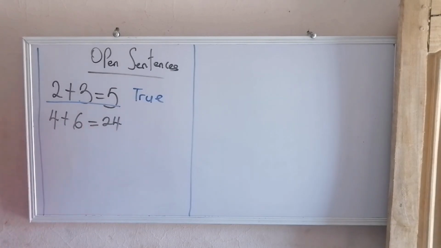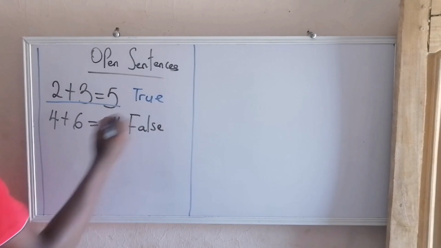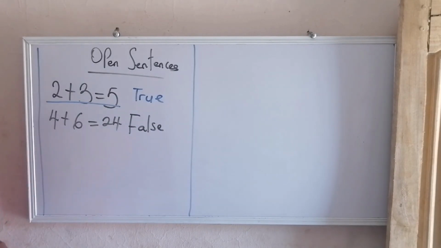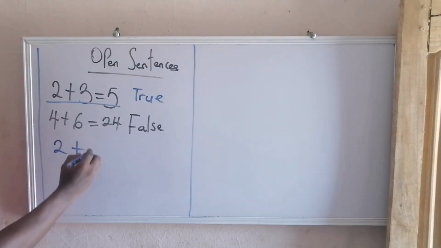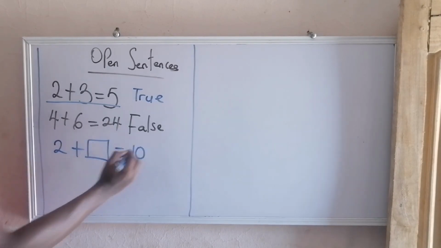Now, if I say that 4 plus 6 is 24, you're likely to say that that's not correct, that's false. Now, in mathematics, it's possible to use symbols or letters when dealing with arithmetic operations. There's a branch of mathematics known as algebra, whereby we represent unknown with alphabet. But today's class, we want to limit it to open sentences, although it's a sub-branch or more or less like algebra. Now, if I write something like this, 2 plus something, so I decide to represent that something with a box, equals to 10.